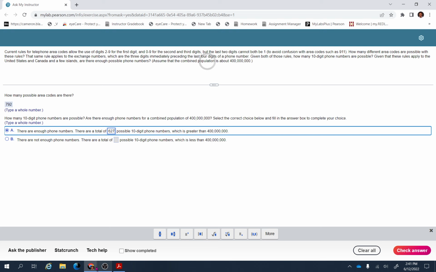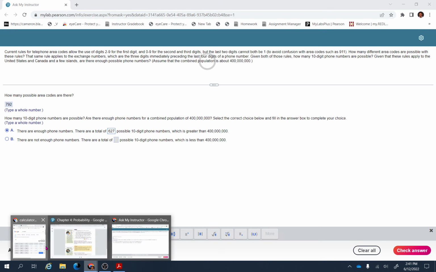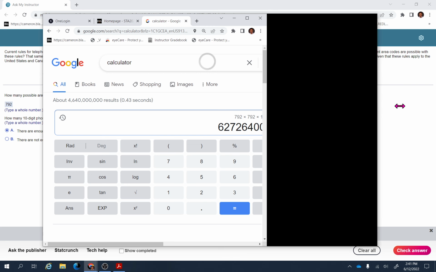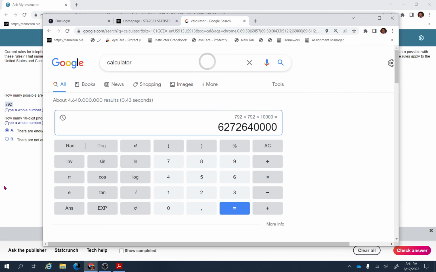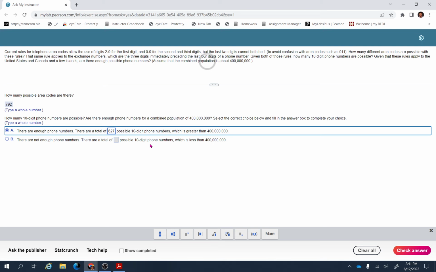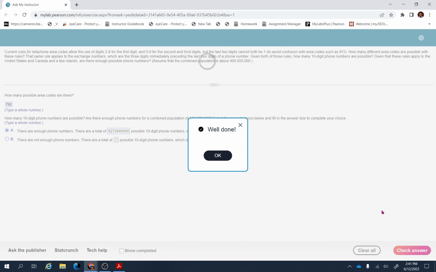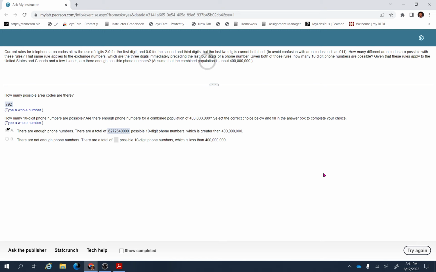There are a total of 627,264 and 4 zeros. Let me go back and check the number here: 627,264, and 1, 2, 3, 4 zeros. So this number is greater than 400 million, so that is the option. This is the total number of 10-digit phone numbers we can create by using this rule.